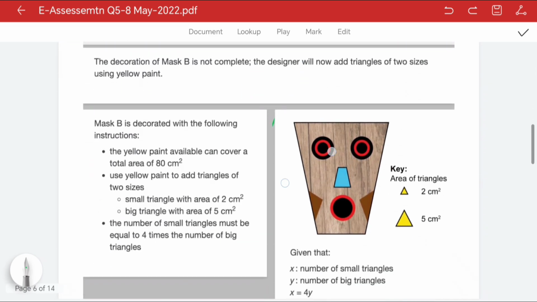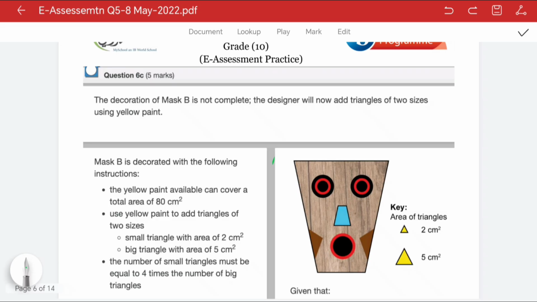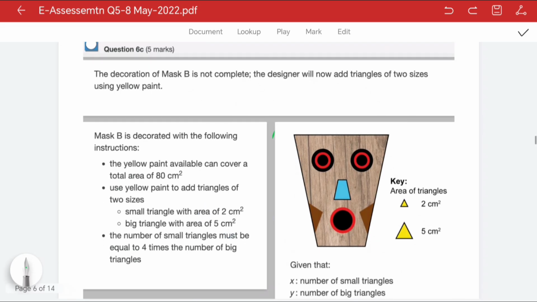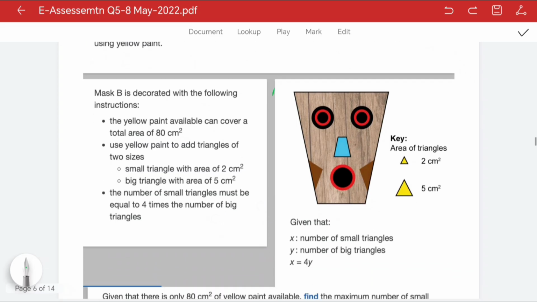Okay, C part. In the C part, the decoration of mask B, they are going to decorate using triangles, small triangles and big triangles. They say the yellow paint available can cover a total area, so the triangles you are going to draw will use the yellow paint. The total area you can cover with the yellow paint is 80 centimeters squared. They gave us that the small triangle area is 2. The number of small triangles is x, so 2x, plus 5, the area of one big triangle, times the number of triangles y, so 5y. The total will be 80 centimeters squared.